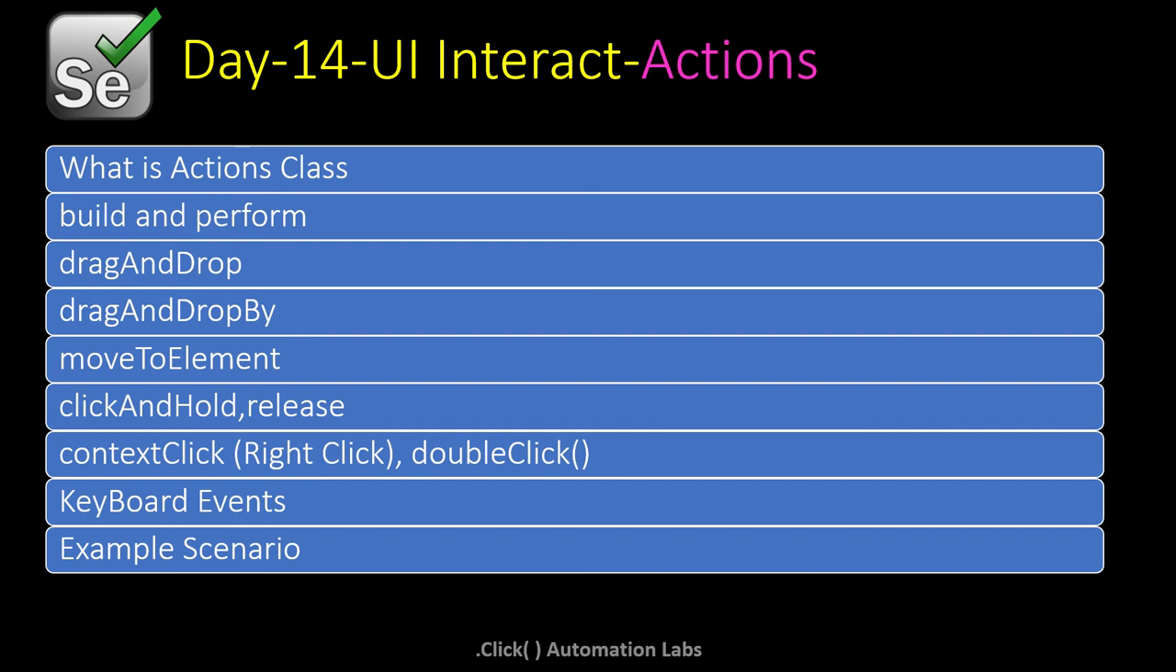This is the fourth session of the beginner series. In this session, we are going to learn about actions. We are going to look at the below concepts: What is the actions class? What is build and perform? How to do drag and drop, and what is drag and drop by? How to move to certain elements? How to click and hold? How to release? And how to context click? These are the various mouse actions. Right click and double click, how to achieve keyboard events in Selenium, and we'll see one example scenario.